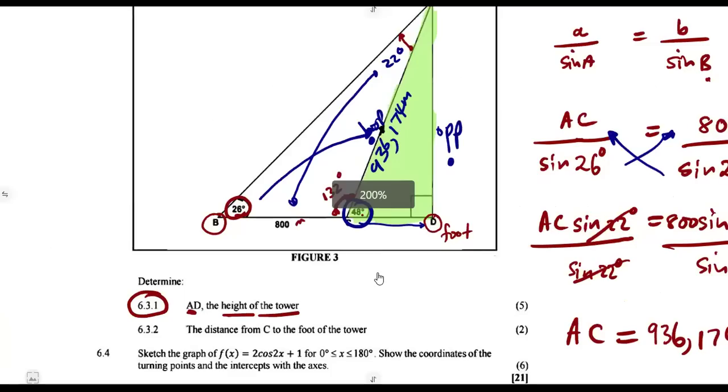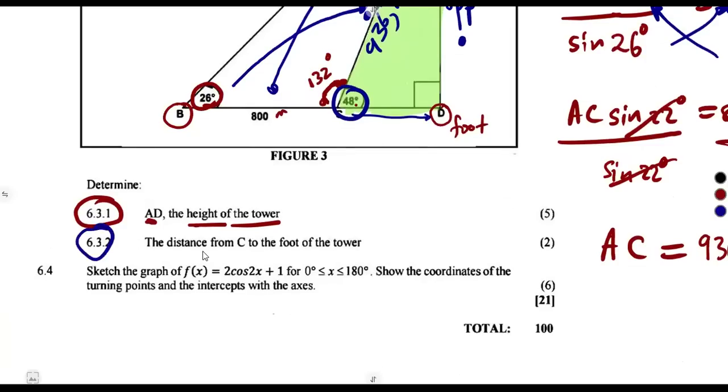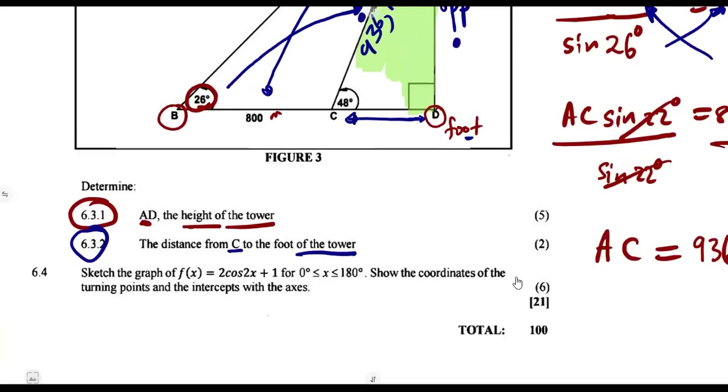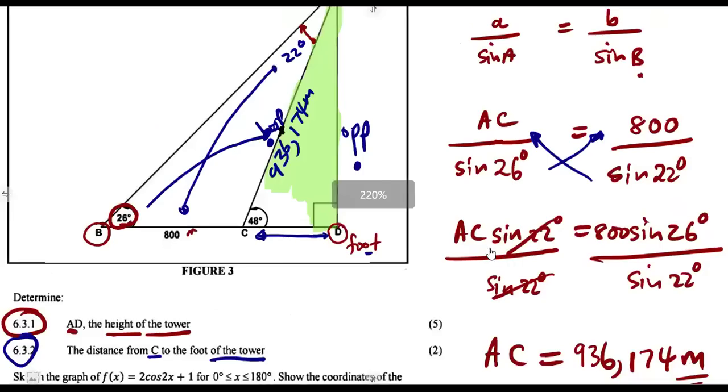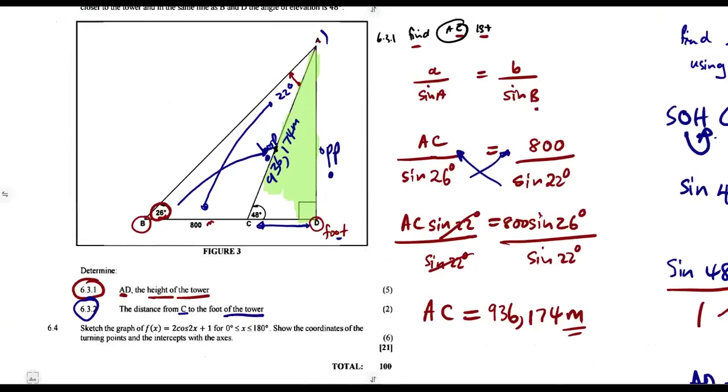So the question is now on this other part, 6.32, the distance from C to the foot of the tower. Remember, I said this is the foot, but from C. This is where we have C. Yes, we want this distance from C here, C to the foot of the tower. So there we can use any part, guys, that we understand. You can use your Pythagoras theorem. Remember, we calculated this side here, AD. We have this side, and we also have AD here.